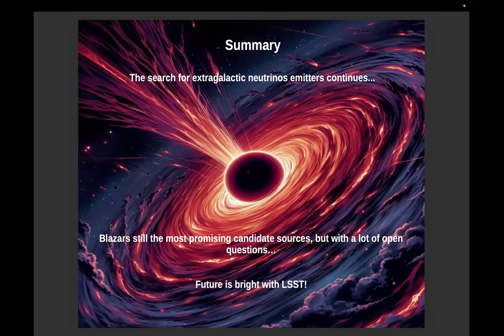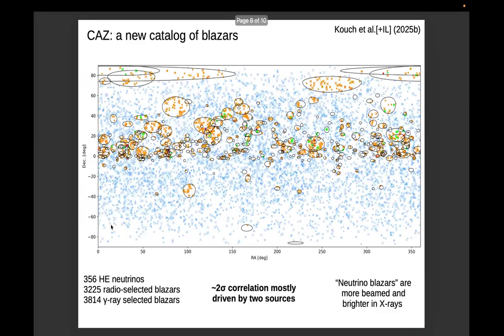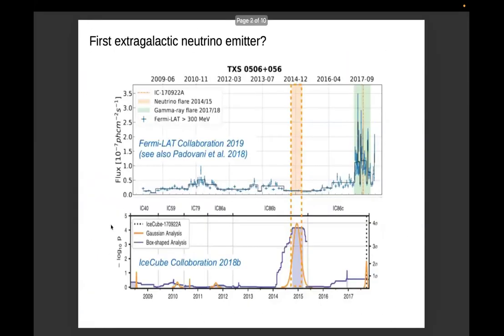Hi, thanks for the talk. At the beginning you showed the neutrino emission and the gamma ray in Fermilab, right? I was wondering, do you expect it to happen at the same time, gamma ray and neutrino emission? Yeah.